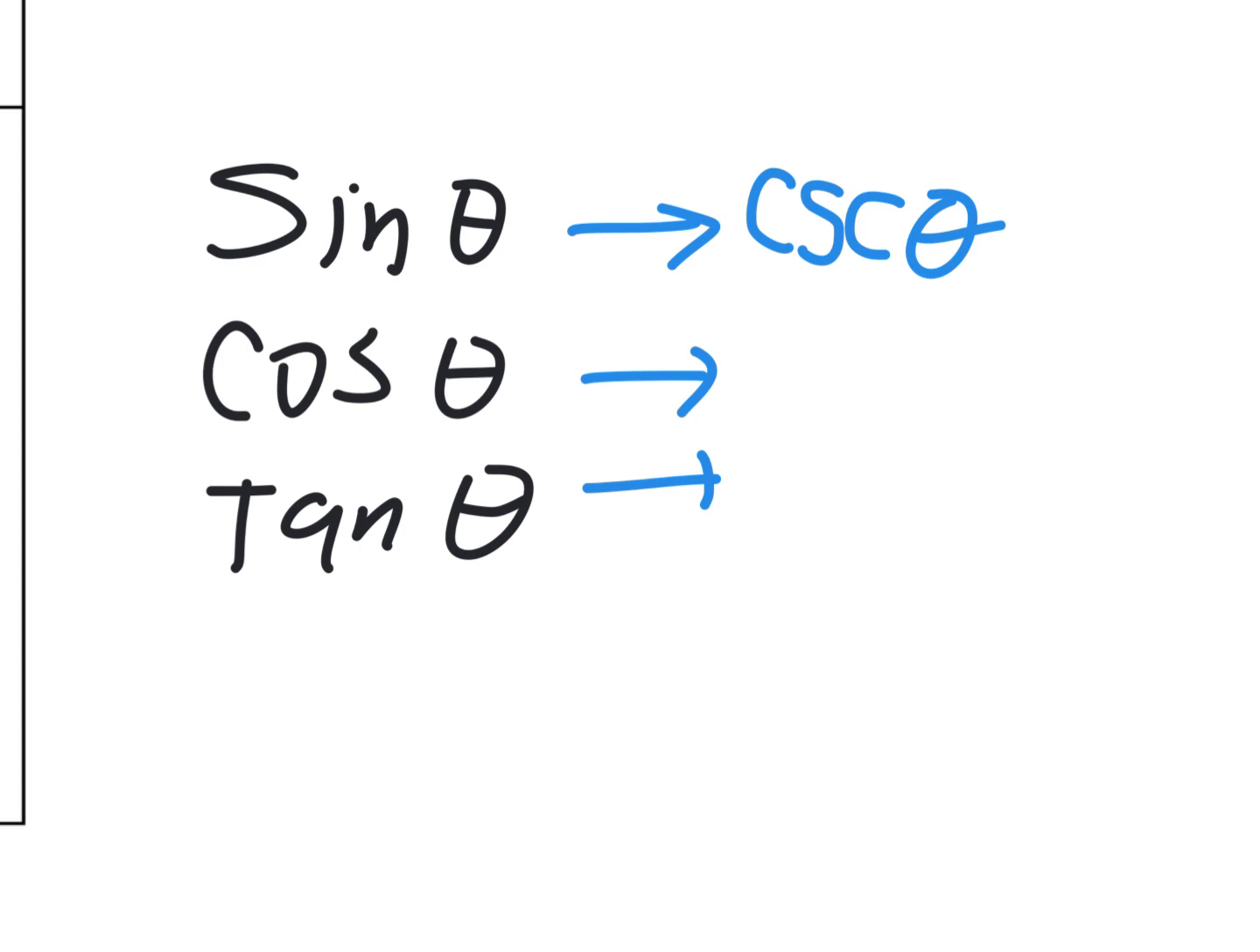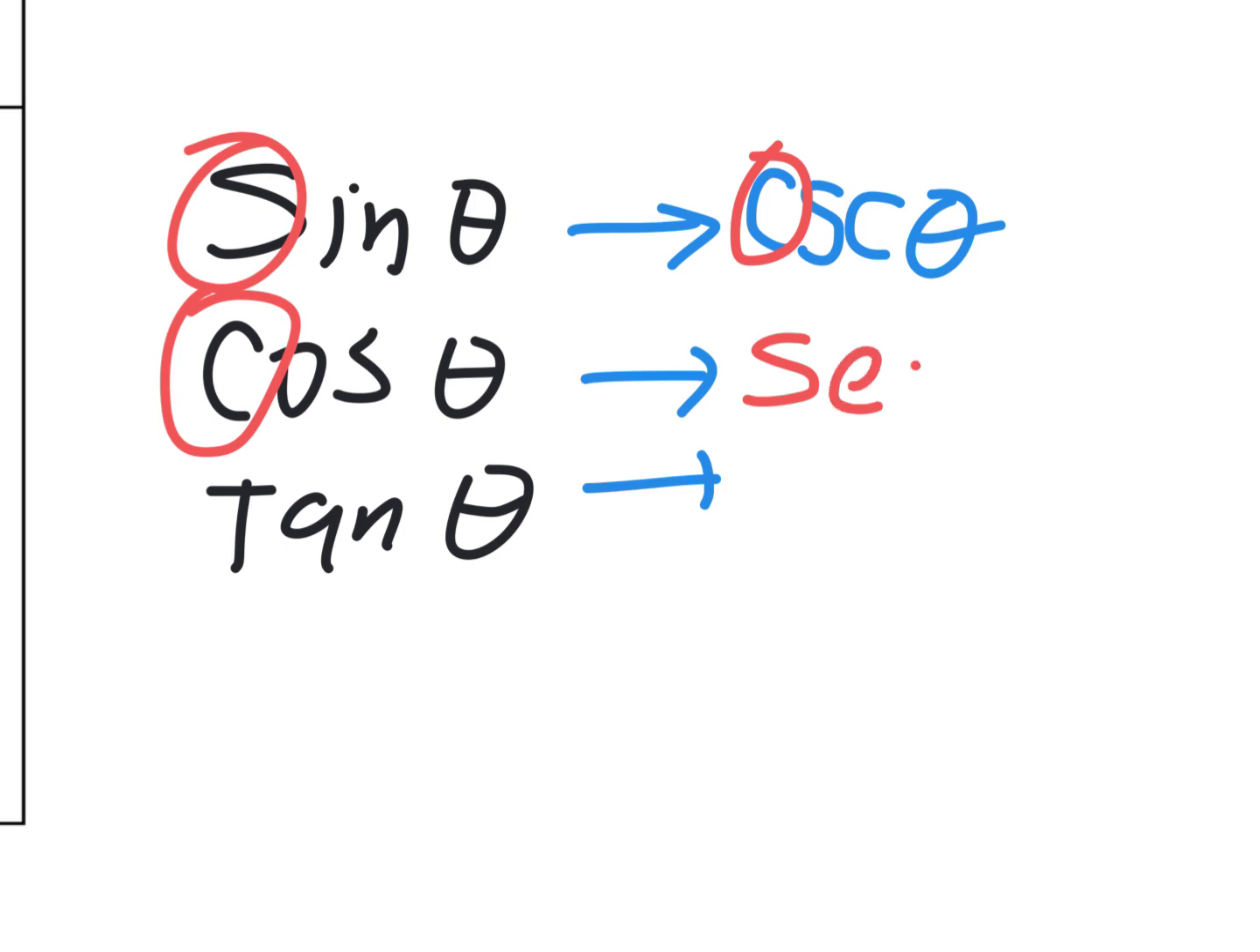Okay, so I gave you this tip. S goes with C, and C goes with S. So at least you know to start with an S. And it's SEC, secant. And the last one is cotangent.